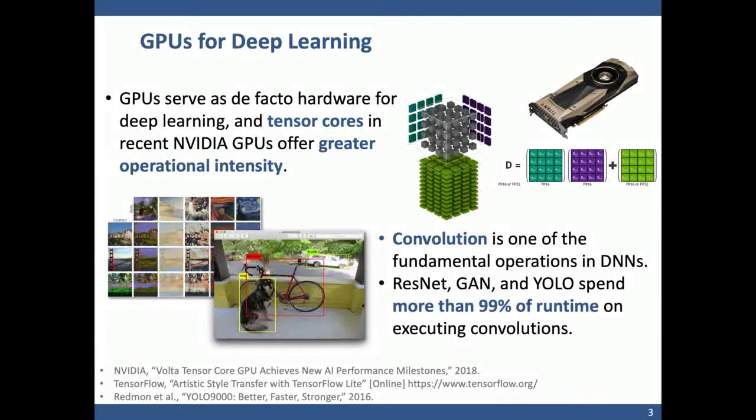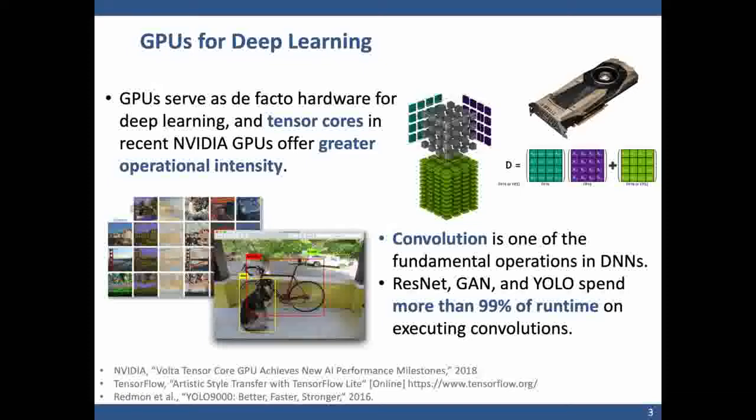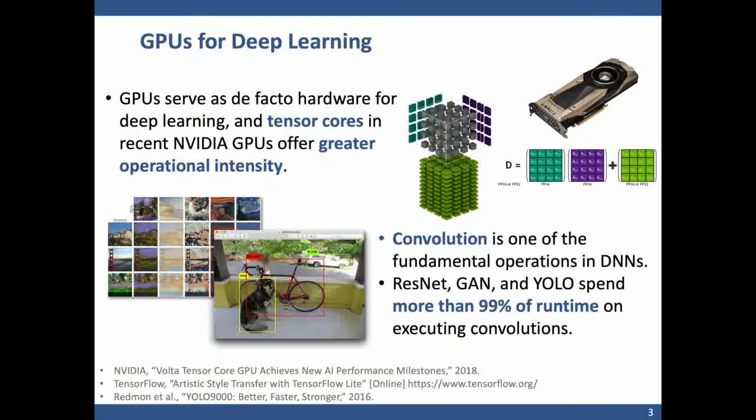As deep neural networks are becoming deeper and wider, GPUs serve as the de facto hardware for DNNs due to their massive parallel computing power. Recent NVIDIA GPUs demonstrate this trend by incorporating tensor cores, which are specialized for DNN calculation and offer even greater operational intensity.